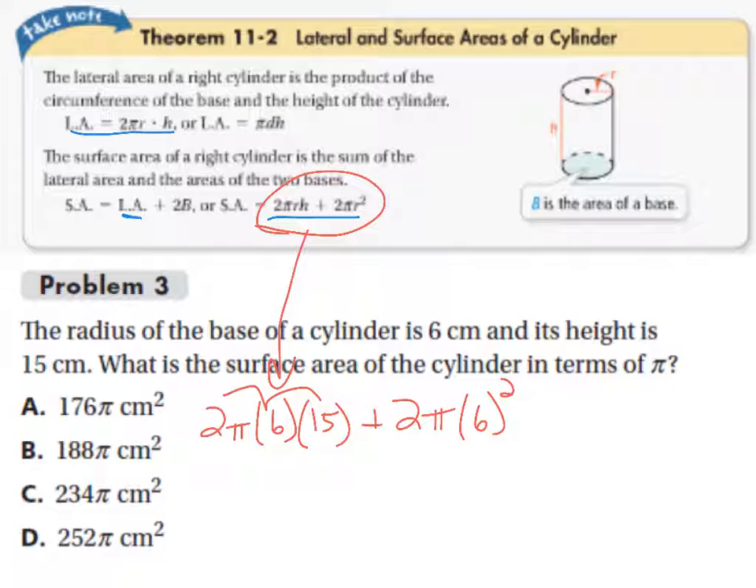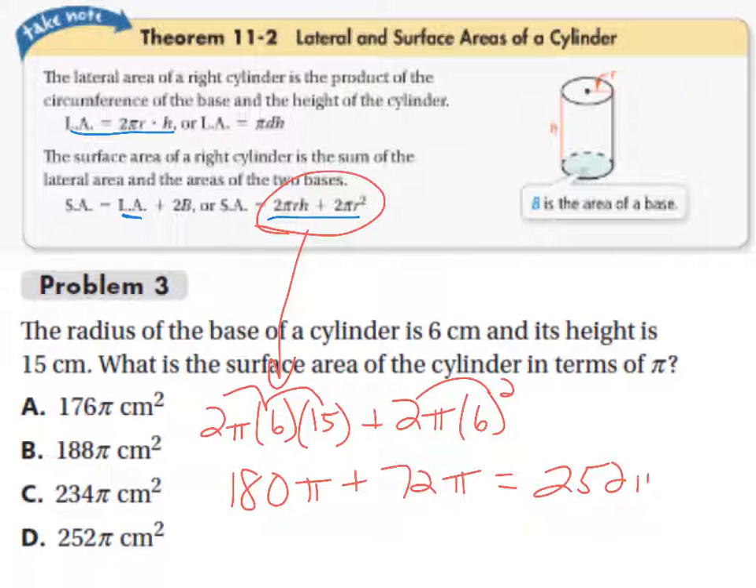So I'm going to have 2 times 6 times 15, which should get me 180 pi, plus 2 times 6 squared, well 6 squared is 36, and 2 times 36 should give me 72. So I have 180 pi plus 72 pi. I add those two together, and it should give me 252 pi square centimeters. So it's answer D.